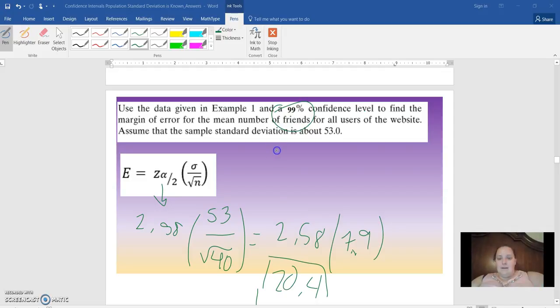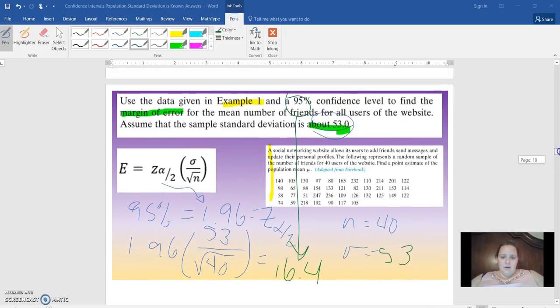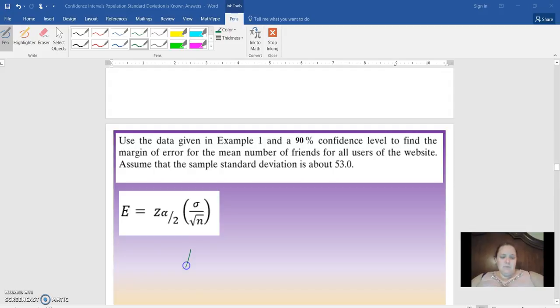Notice that we went up on confidence. That means our margin is going to get wider. Here, our margin was 16.4 at 95%. So if we have 90%, which is 1.65 as z alpha over 2, and we're going to use 53 over square root 40.